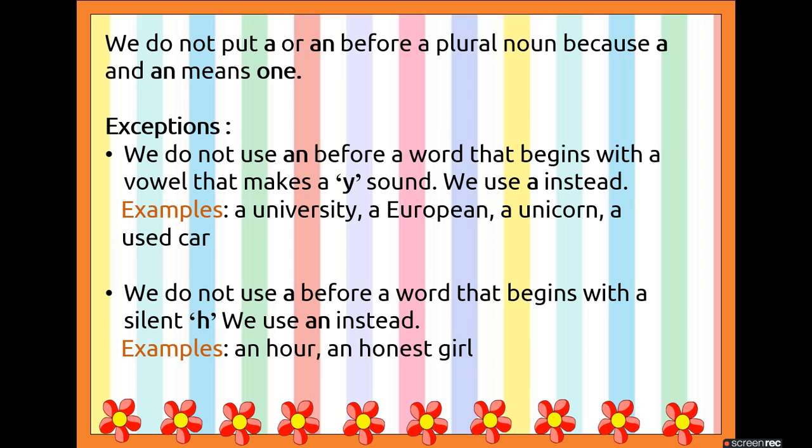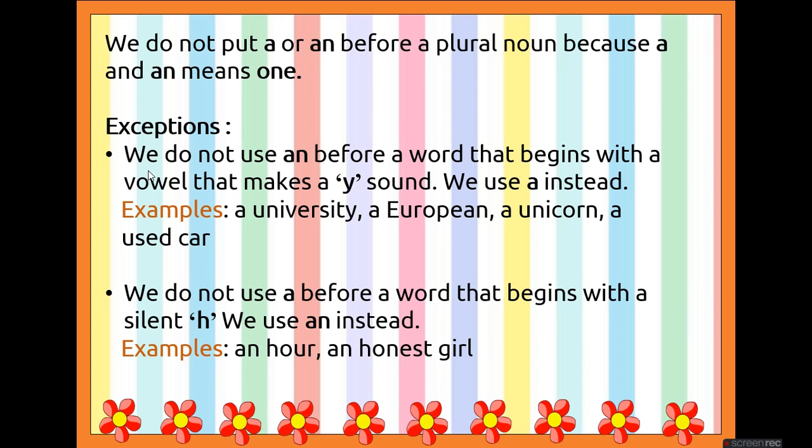The same goes for an. I can say an apple. I cannot say an apples. It's totally wrong because apples is a plural noun. So you say an apple, a dog. You should not use a or an before a plural noun. So, the exceptions. English, special case.